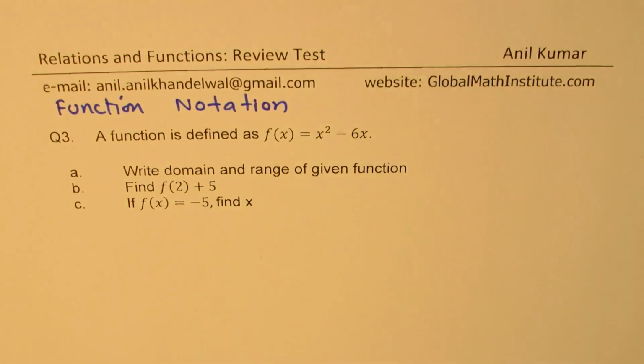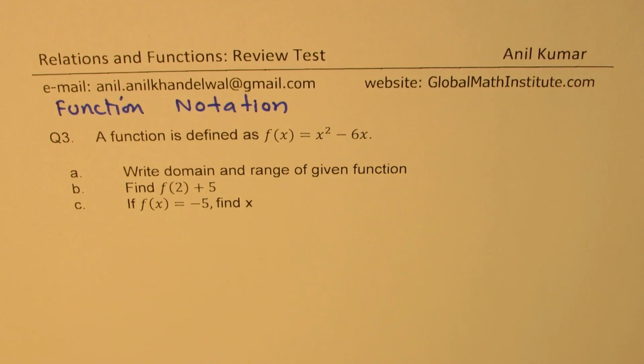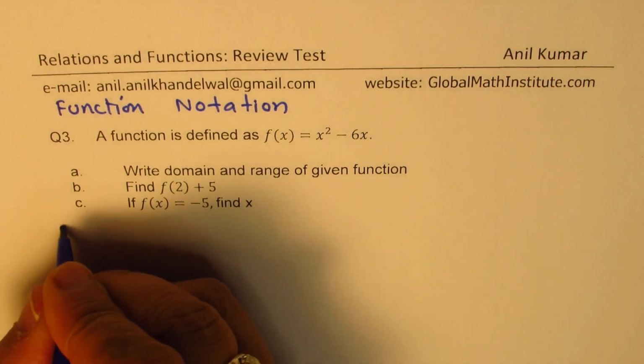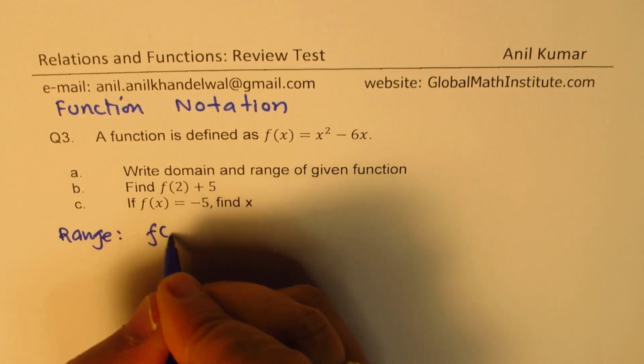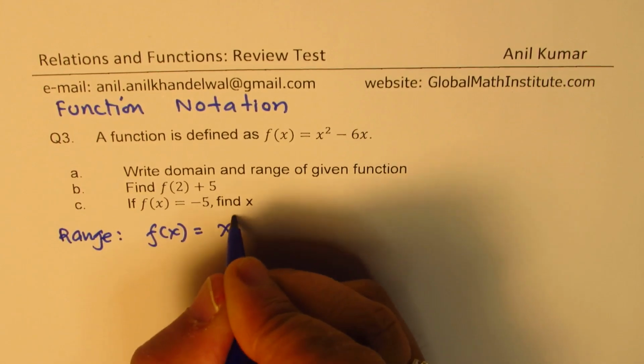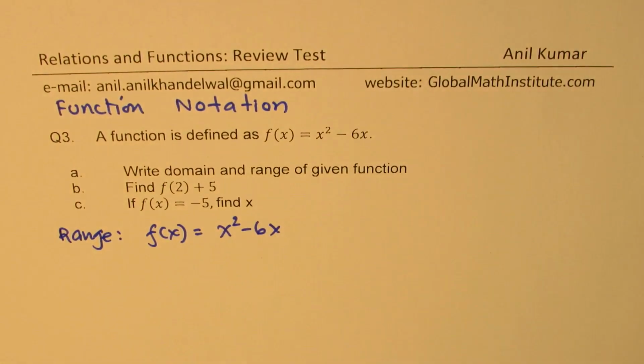The question here is, a function is defined as f of x equals x squared minus 6x. Write down the range of the given function. So how do you find the range of the function? The function is f of x equals x squared minus 6x.